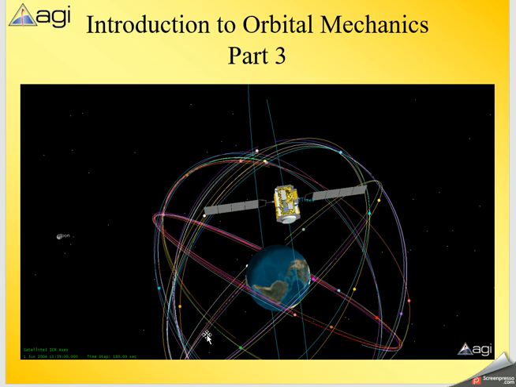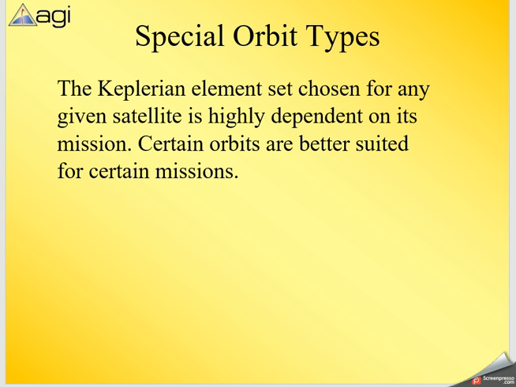All right, last section on orbital mechanics. We're going to look at the special orbit types. So we've got all the different things we researched before, the different ways to talk about the different orbits, the 6 different ways to do that. But there's some that just fit into categories for us.